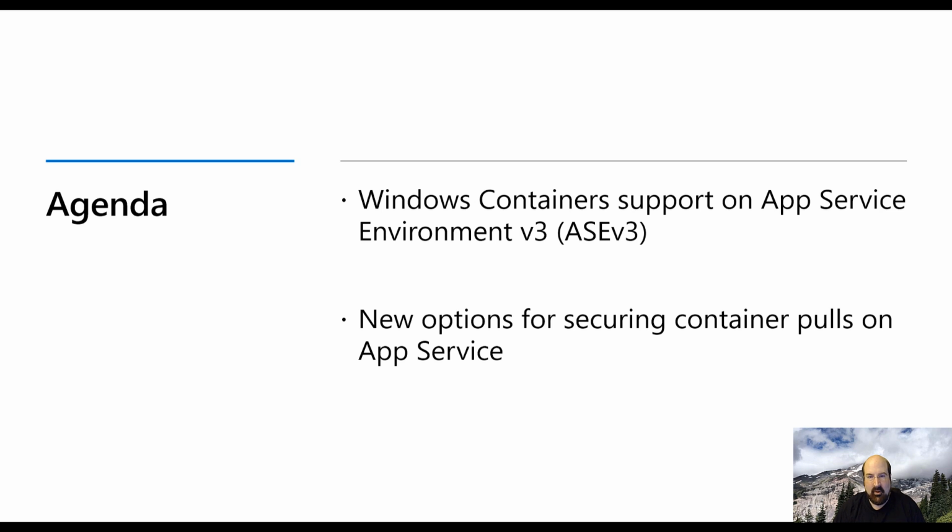So what are we going to go over here in the session today? Well, first off, I'm going to walk through the recently GA'd support for Windows containers when you're running on App Service Environments v3. And then we're going to segue into going over the new options for securing Docker container pulls on the Linux variant of App Service, including things like using managed identities in conjunction with Azure Container Registry, as well as how to use your own private container registry. So let's hop into the content.